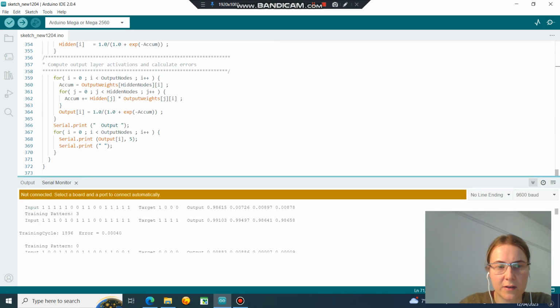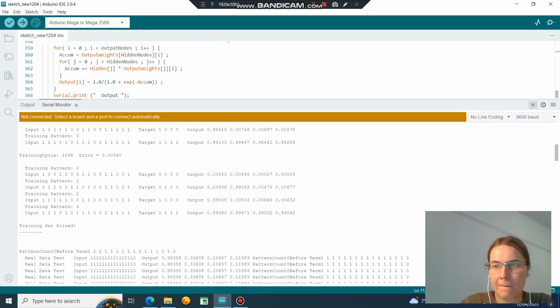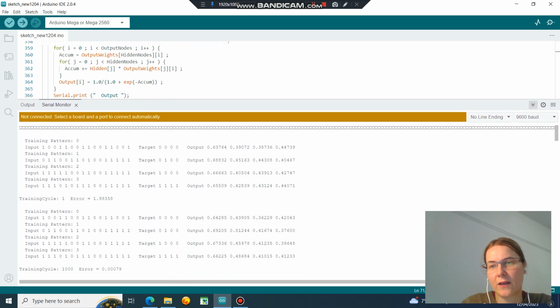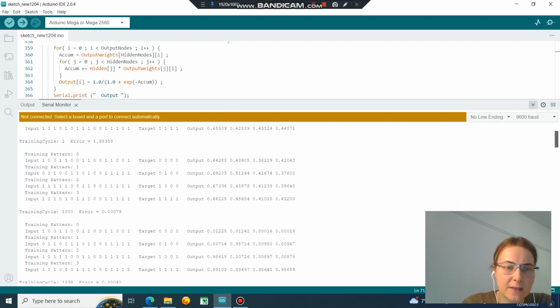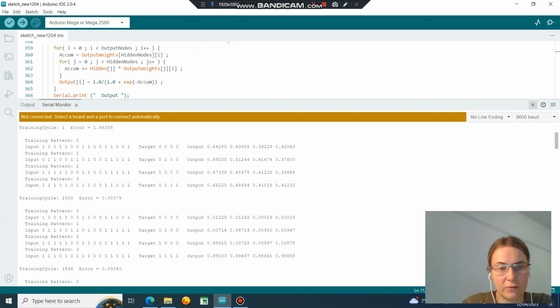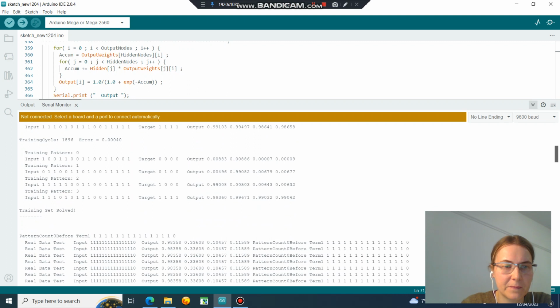Now I would like to talk about the results when I connect the boards. At the beginning we have the training pattern. As we see here, training circle 1, error 1.98358. An error close to 2 is a big error. The next one, the value is lower. The last one is the lowest, and the lowest is the best.